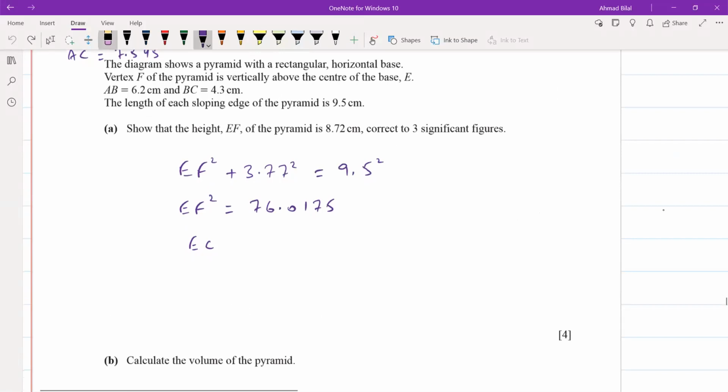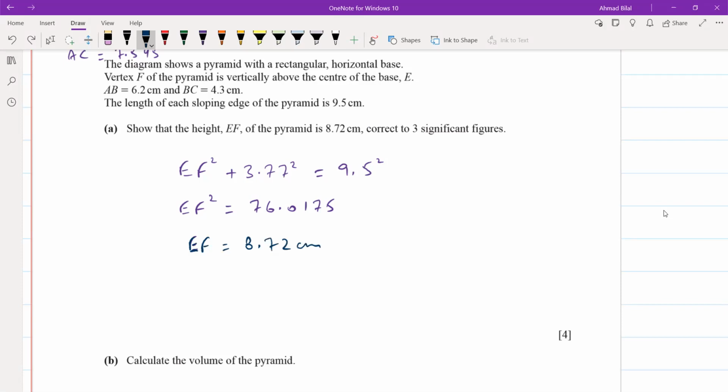Yeah, so we were here. यहाँ से EF निकाल लेंगे. EF turns out to be square root of that, which is 8.72. 8.72. That is the height that we were looking for. ठीक है? 8.72 centimeters. वही उसने कहा था आपको शो करने के लिए. We have shown that. Okay.